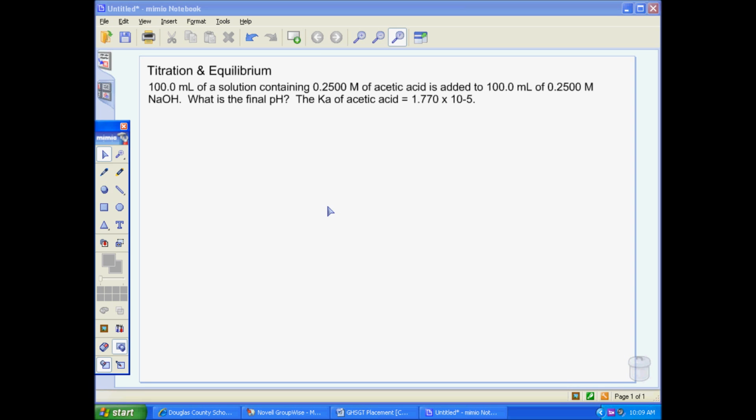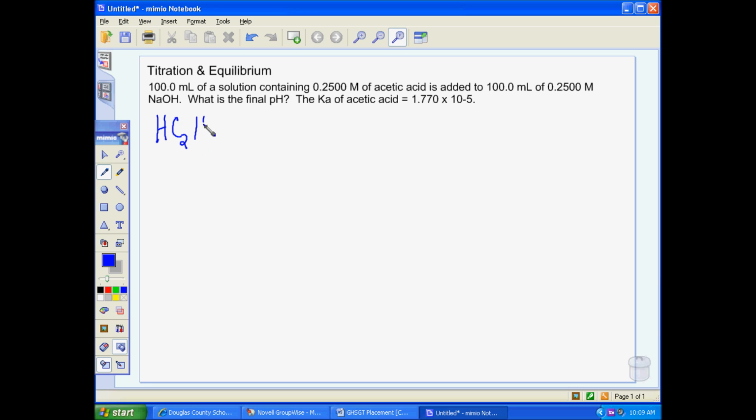So let's write the titration equation. Acetic acid is HC2H3O2 plus sodium hydroxide. It's going to react in a 1-to-1 ratio to give you water plus some sodium ion plus some acetate ion.